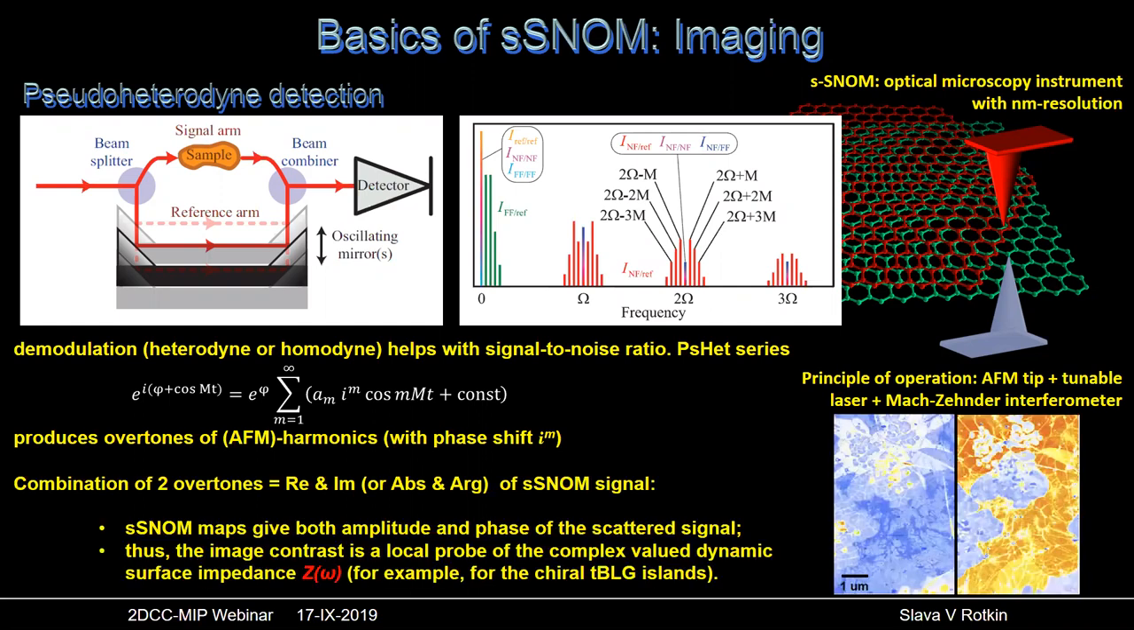Therefore, if you combine two of them, if you take two overtones or two sidebands, you can extract the real and imaginary component of the sSNOM signal, or the amplitude and argument of the complex impedance that you get under the tip. As a result, you get two maps: the amplitude map and the phase map of the sample. These two maps show image contrast, which is a local probe of the dynamic surface impedance as a function of the excitation frequency.